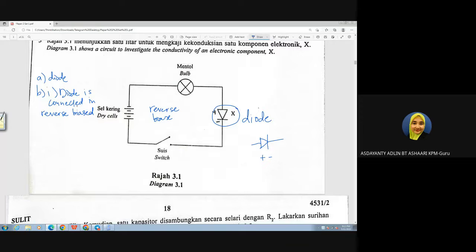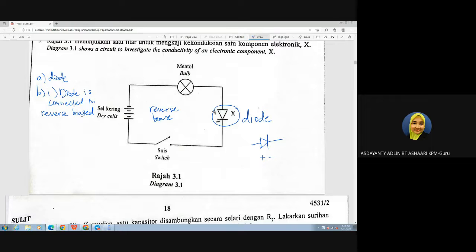Okay, so the diode is connected in reverse bias. Okay, so question number 2. How does the connection of the circuit in diagram 3.1 need to be modified so that the bulb can light up? We must make sure that the connection is in forward bias. So what do we have to do to make sure that this connection is in forward bias? Change the terminal, betul tak?